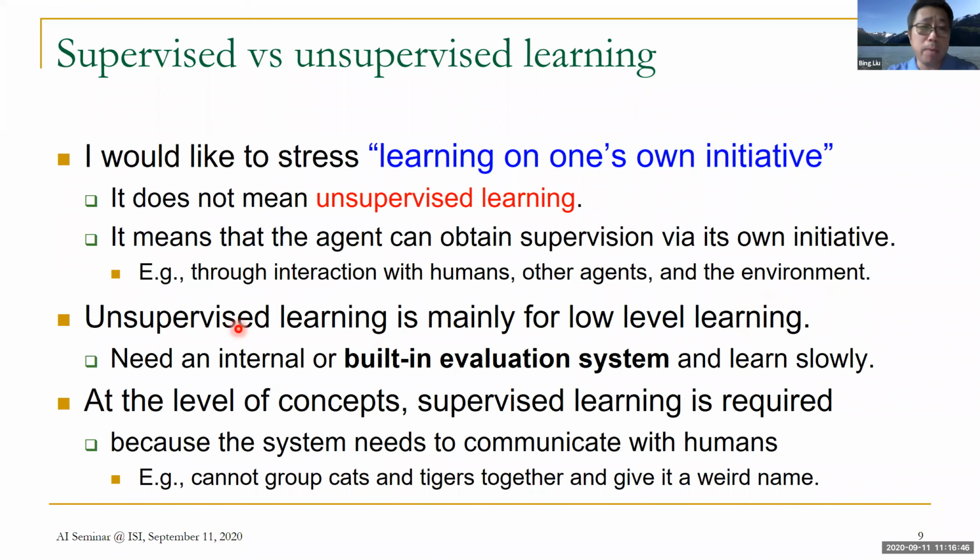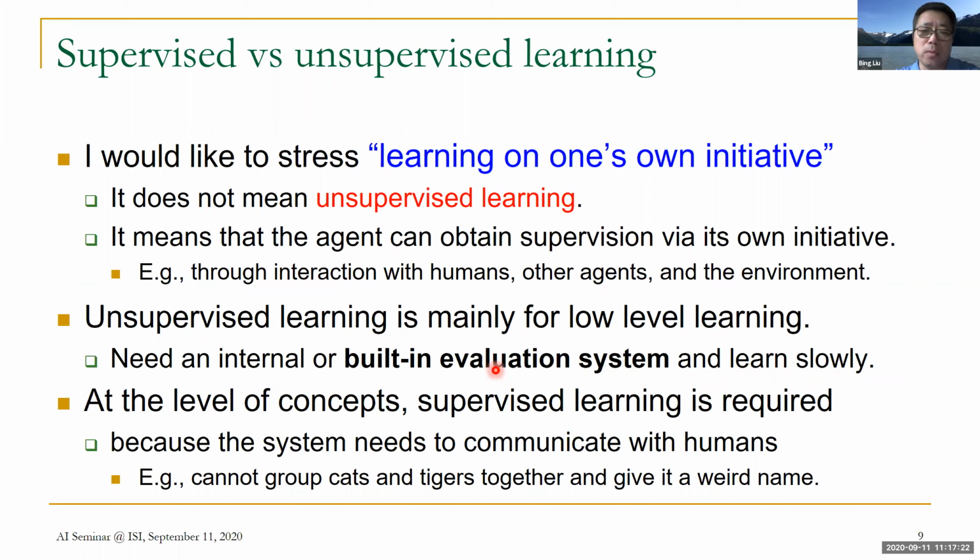So I personally believe unsupervised learning is mainly for low level learning. For example, you learn features, those fairly low level things. If you want to learn something fairly high level, you must have a very good evaluation system. For example, we human beings definitely have a lot of senses, and we evaluate certain things as good for us in order to survive and certain things as not good for us. Also, unsupervised learning is very, very slow. It doesn't learn as quickly as supervised learning.